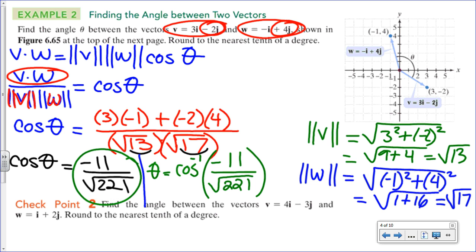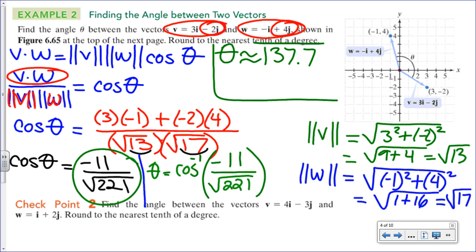And so I'm going to give you guys an approximation. And if you guys notice, it says round your answer to the nearest tenth of a degree. So that will be 1 digit after the decimal point. So that will be 137.7 degrees.